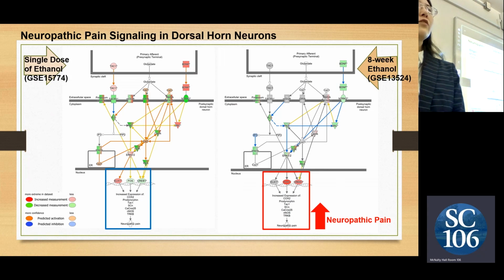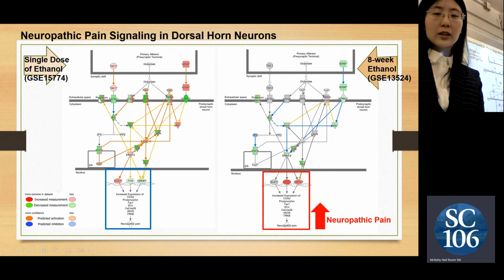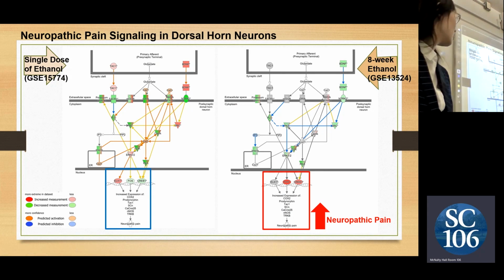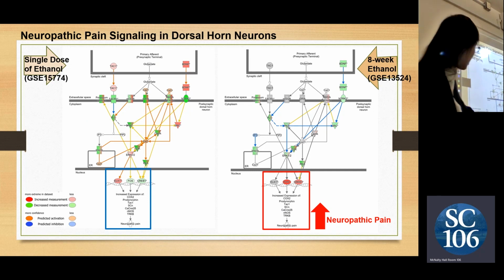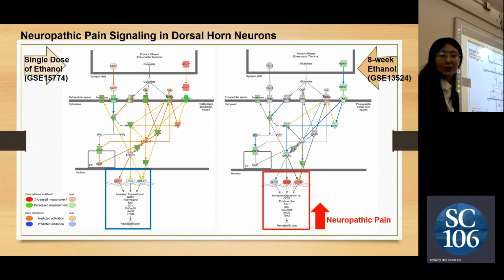Then I focused on each of the pathways that regulate pain. Here I can see a clear contrast between single dose and chronic alcohol use. The single alcohol dose can induce the elevation of ELK1, prior inhibition of FOS and CREB1, which can lead to the inhibition of neuropathic pain. In contrast, the 8-week chronic ethanol will increase the elevation of FOS and CREB1 and induce neuropathic pain.